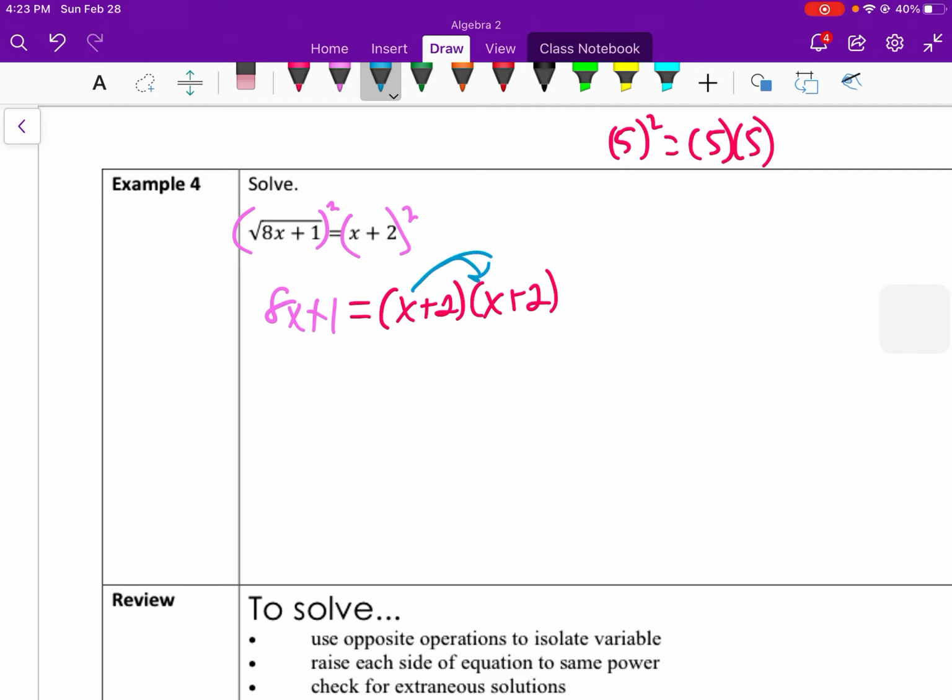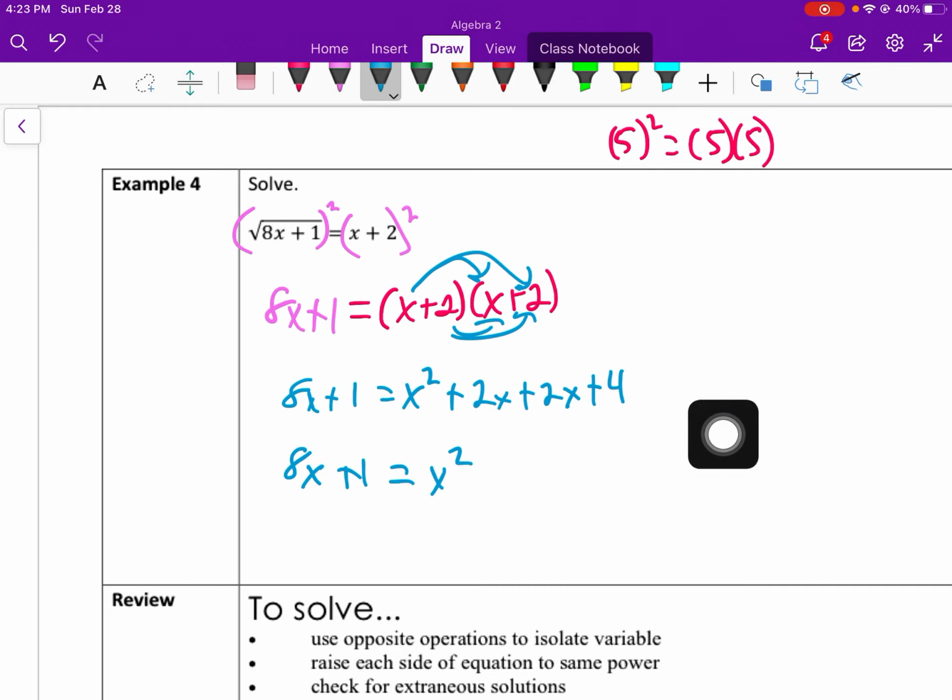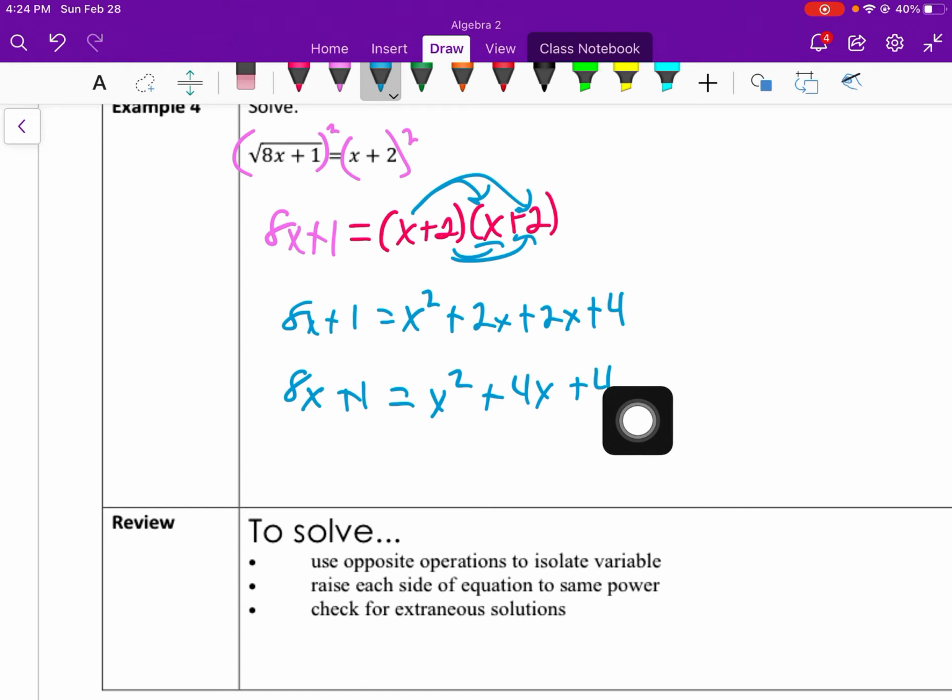So we must expand x plus 2 squared and then distribute. So 8x plus 1 equals x squared plus 2x plus 2x plus 4 when expanded. Now we can combine like terms. 2x plus 2x is 4x. Again, we have this quadratic, this trinomial, so we want to set it equal to 0. My leading coefficient for my greatest degree is already positive, so I'm going to bring the stuff on the left over to the right. I'm going to leave x squared where it is.